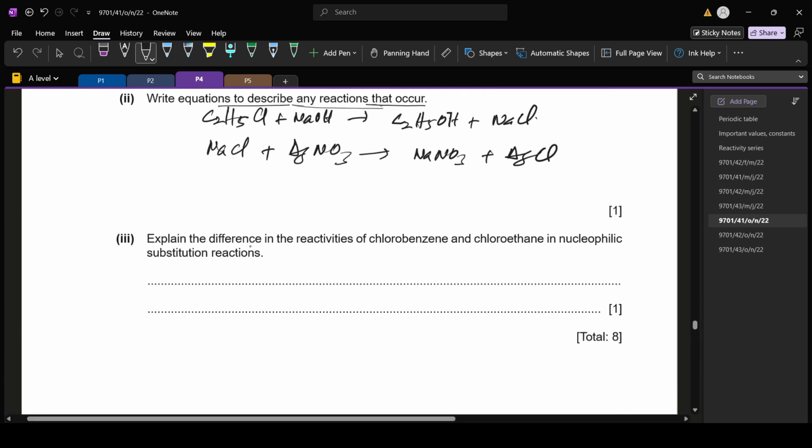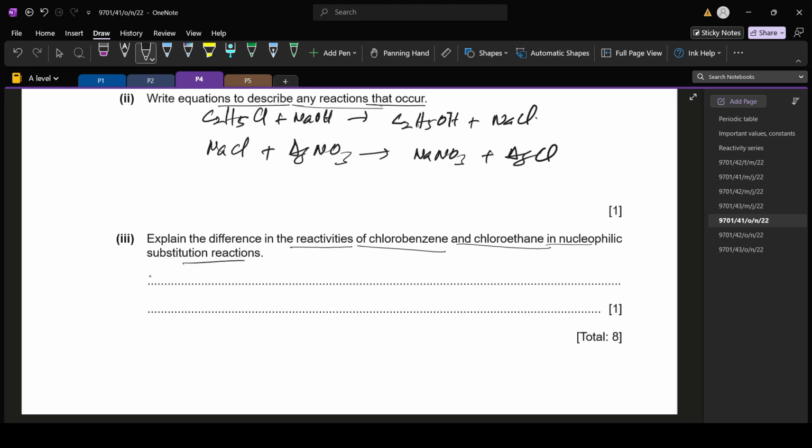Now moving to the next part: explain the difference in the reactivities of chlorobenzene and chloroethane in nucleophilic substitution reactions. What is the difference? You can write that the lone pair from Cl overlaps with the benzene ring, so it forms a stronger partial double bond. You can write that as well.